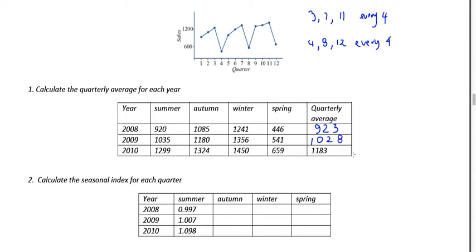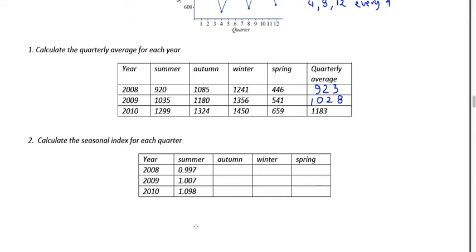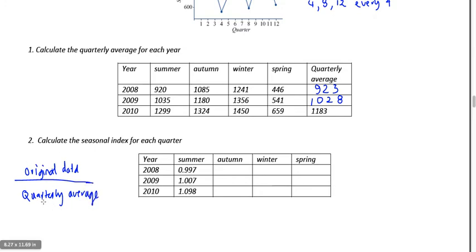Okay, next we need to get the seasonal index for each quarter. Summer has already been given to us. How do we find it? Don't forget, we take our original data and we divide by that quarterly average. Original data divided by the quarterly average.